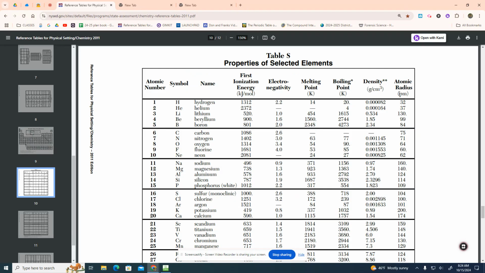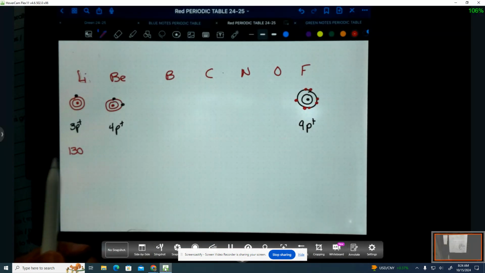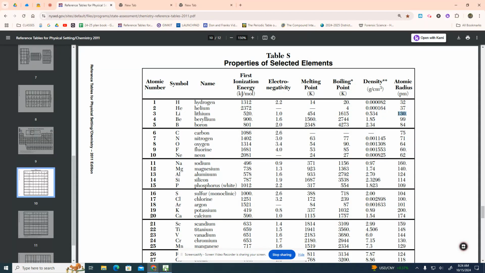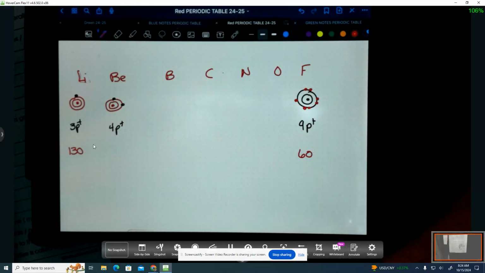Okay. Let's look at the radius of lithium. 130. So I'm just writing that here. 130. Then we're going to look at the radius of fluorine, which is all the way over here. And that radius is only 60. What happened to the radius as I went from 130 to 60? It decreased. Why did it decrease? The protons had a stronger pull on those energy levels. Okay? So that's why it decreased.